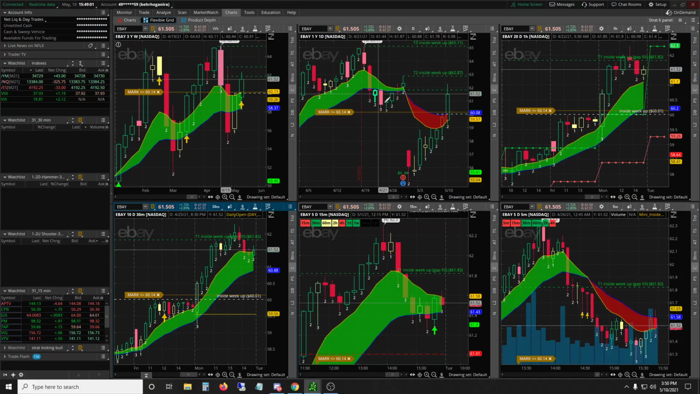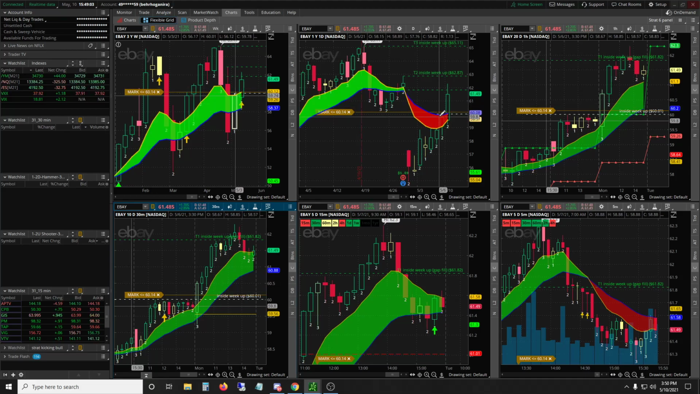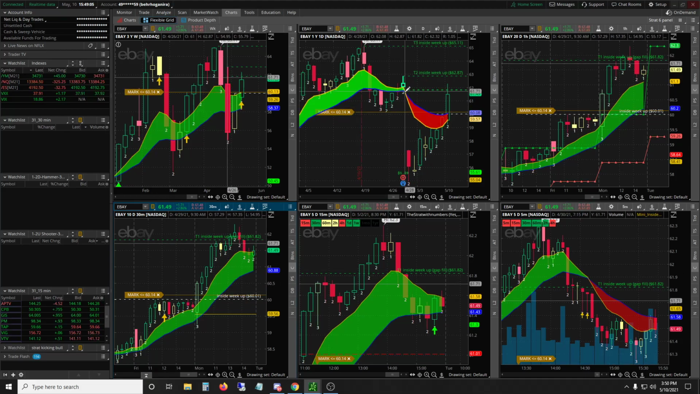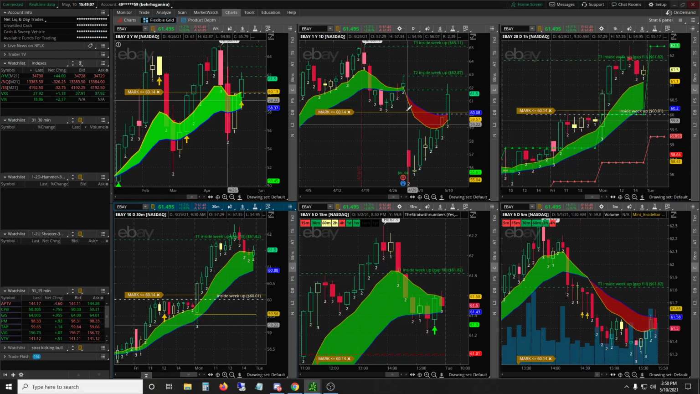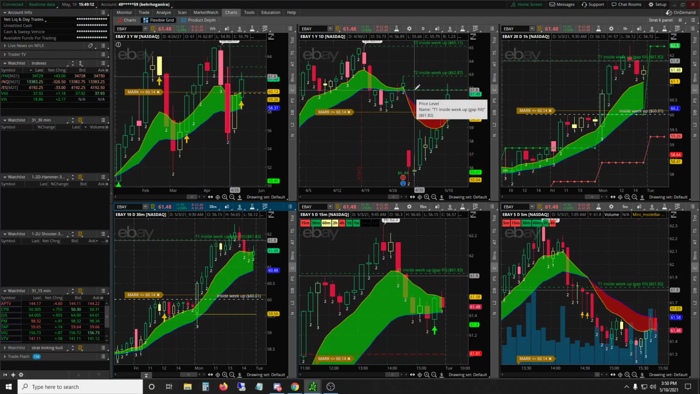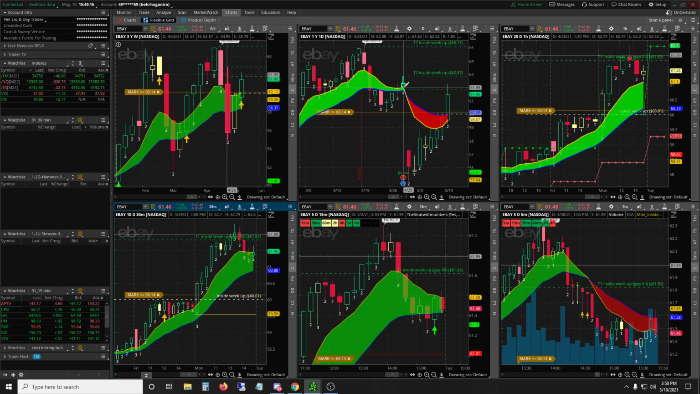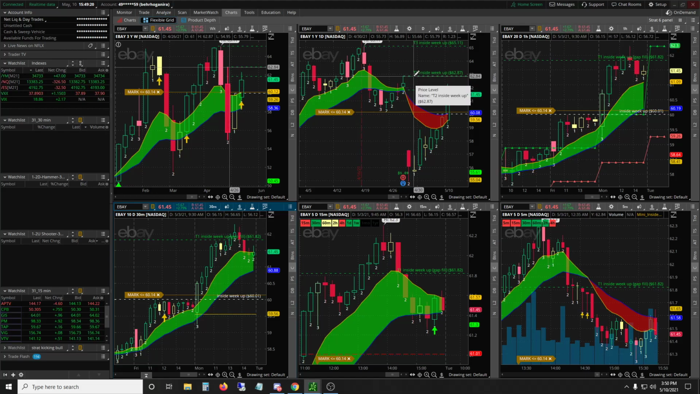If we come down to the daily time frame, you can see we had a gap fill right here. From here to here was a gap fill, and this would fill the gap at 61.82, which was the low of this candle. So that was my first target. The second target was the top of that candle, which was a recent pivot high. And then the third target was up here.